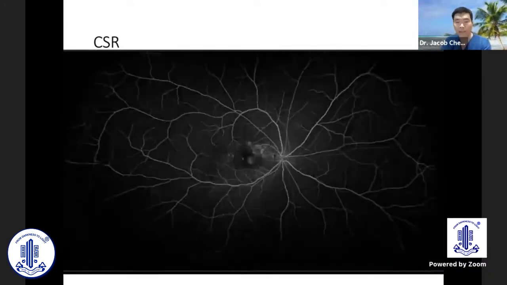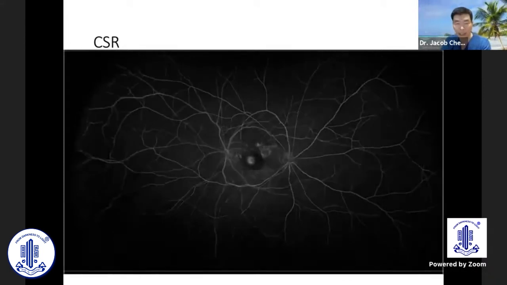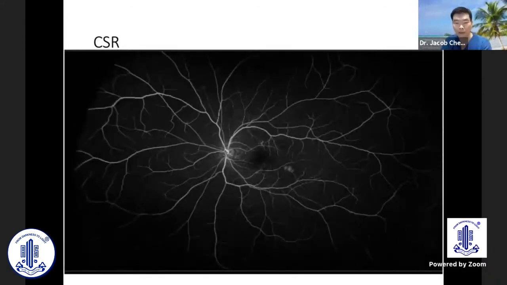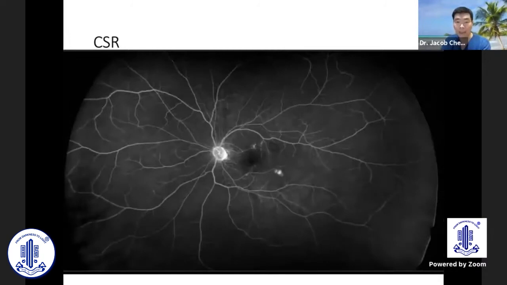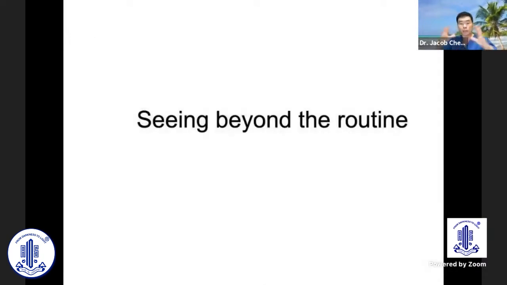You can see the ink blot kind of leakage on the right eye. And again, routinely it would be a matter of screening the left eye, where this patient has a double pathology. So these are some of the routine cases. How about seeing beyond the routine?